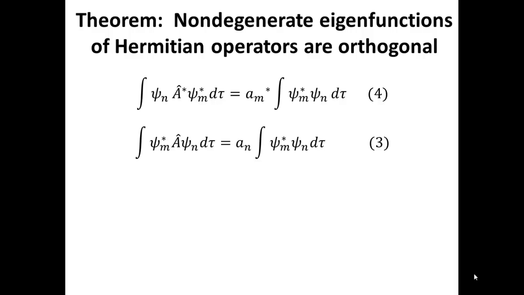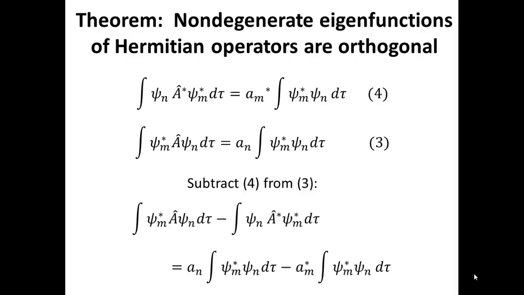So here are my two new equations that I've generated. Equation 4, I just generated. Equation 3, I generated from eigenvalue equation 1. If I subtract equation 4 from equation 3, the left-hand side of that equation will just be the difference of the two integrals from equations 4 and 3, and the right-hand side of the new equation will be, of course, the difference of the right-hand sides of these two equations.